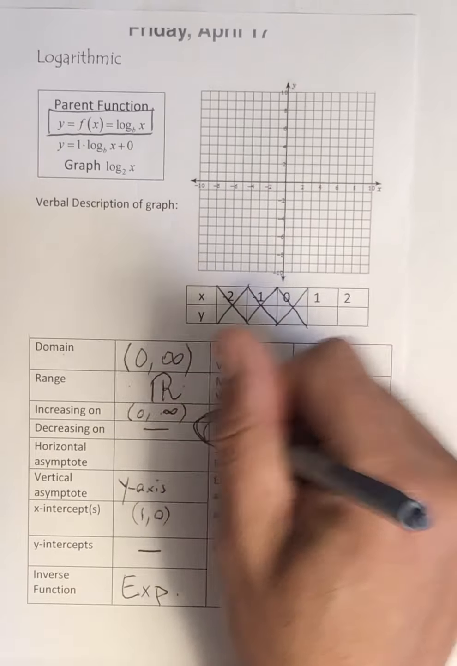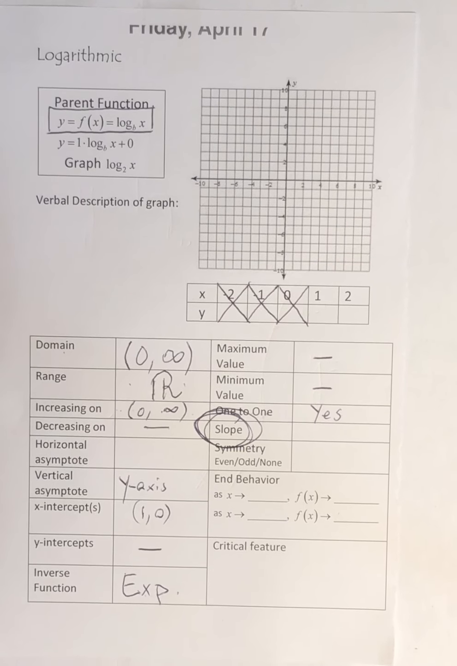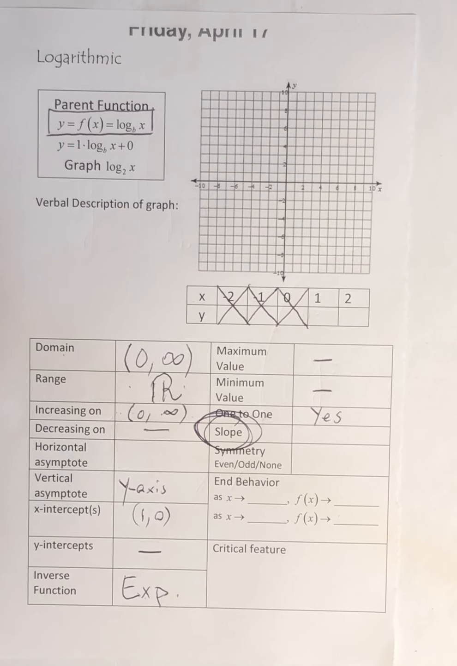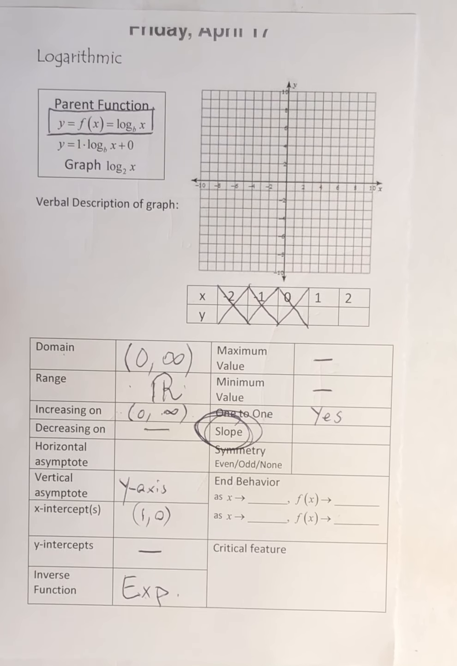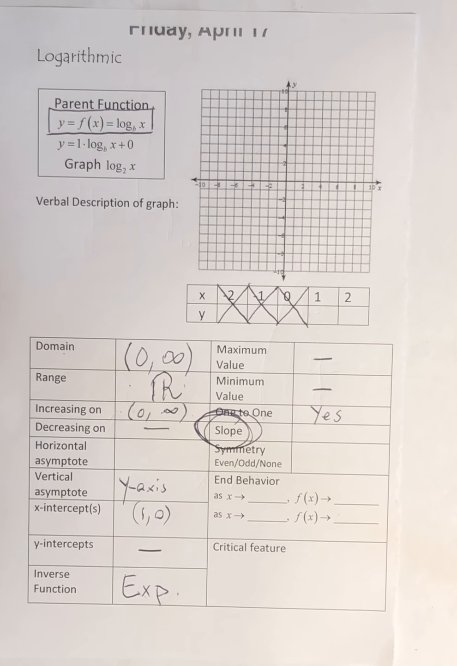As far as slope is concerned, the only function that has a slope is a linear function. Its graph has a slope. The rate of change is constant, and we call that constant rate of change the slope of a line.